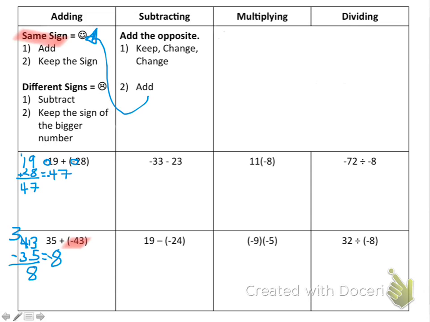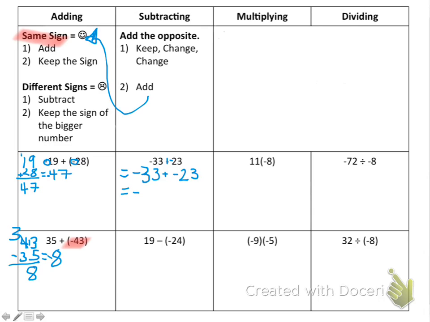So for our first one, we have negative 33 minus 23. Well, I'm going to add the opposite, so that's equal to negative 33 plus, because I've changed my subtraction to addition and I take the opposite of 23, so it'll be plus negative 23. Okay, now I look at my rules for adding. These have the same sign. They're both negative. So that means they are friends, and we're going to add the numbers together and keep the sign. So I know my answer will be negative, because it's all negative.